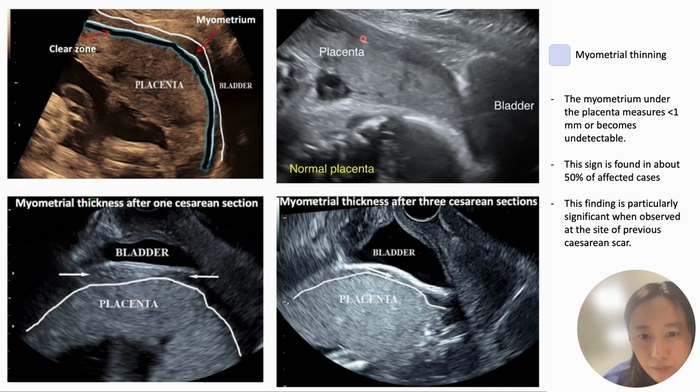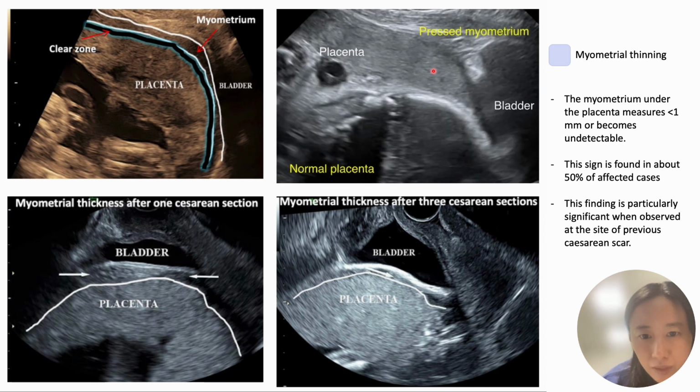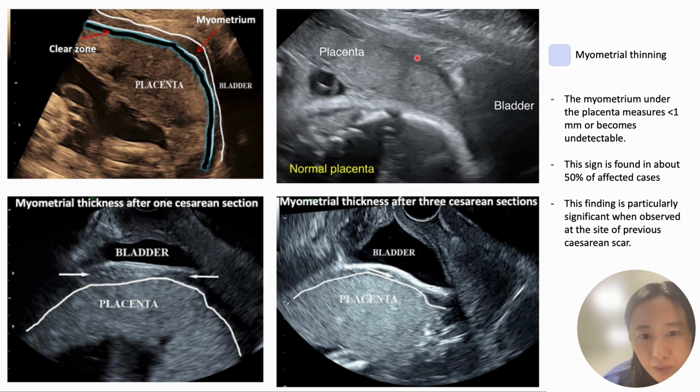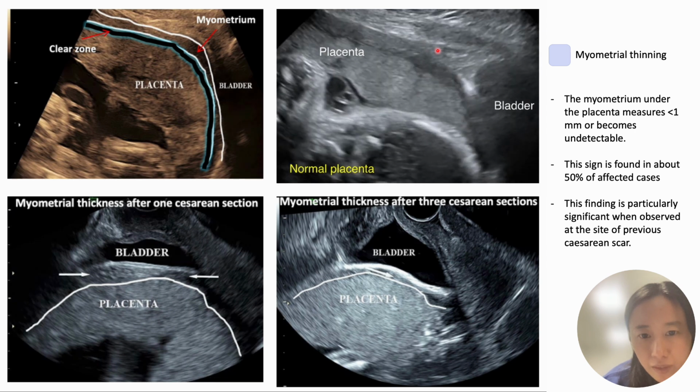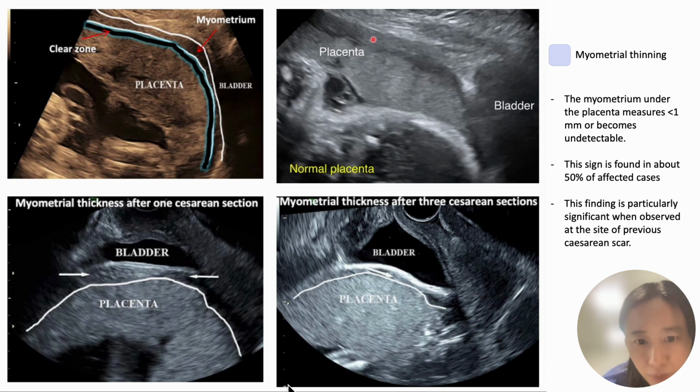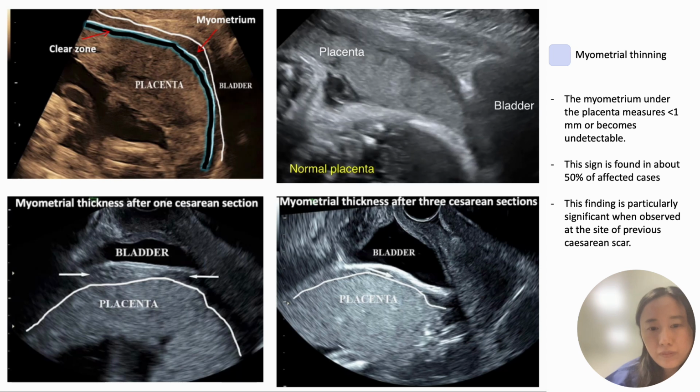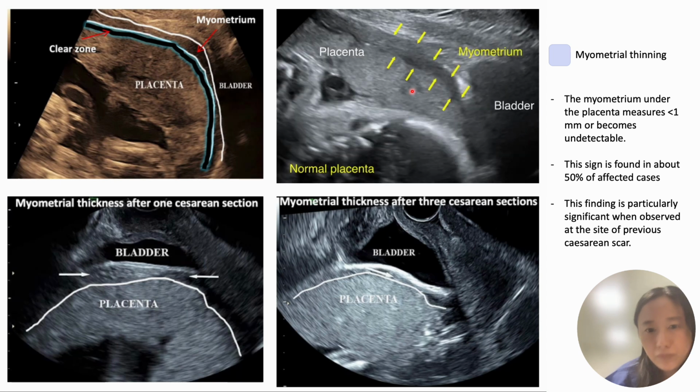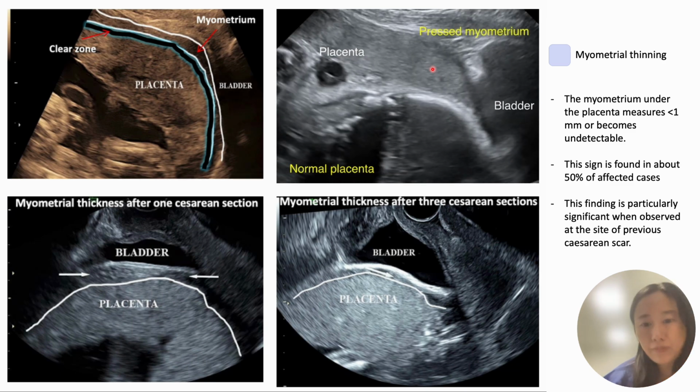Can you see this placenta and the myometrium? Can you see the myometrium layer there? There's a clear zone, and then there's still the myometrium there. Can you see the myometrium and the clear zone?